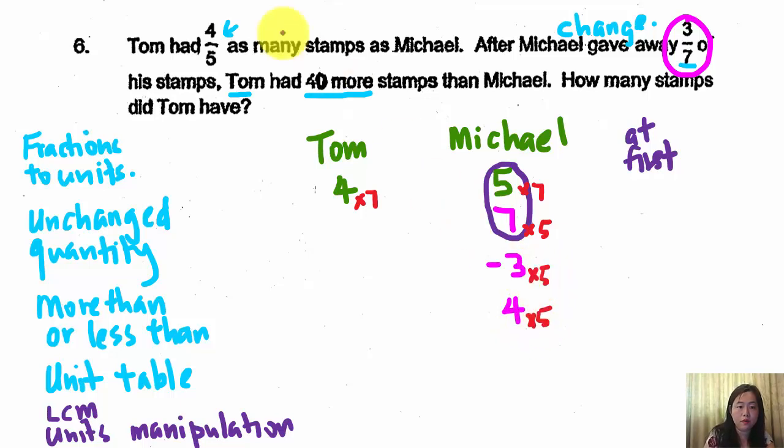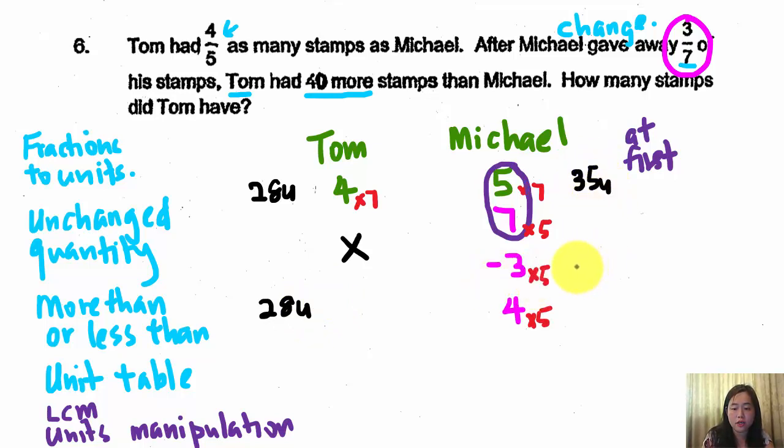and times 5. So now we can see that Tom is actually equals to 28 unit. There's no change here, so Tom is still 28 unit. Let's look at Michael now. Michael is 35 unit, and there was a change, minus 15 unit, and therefore now it is 20 unit.